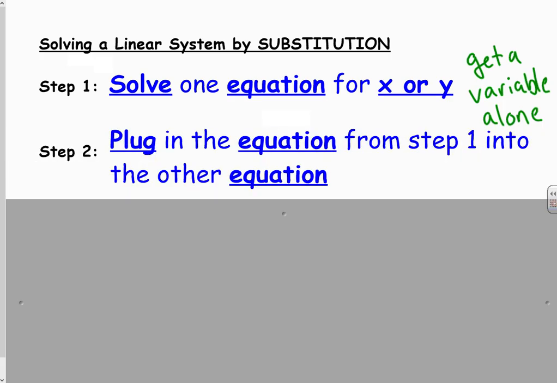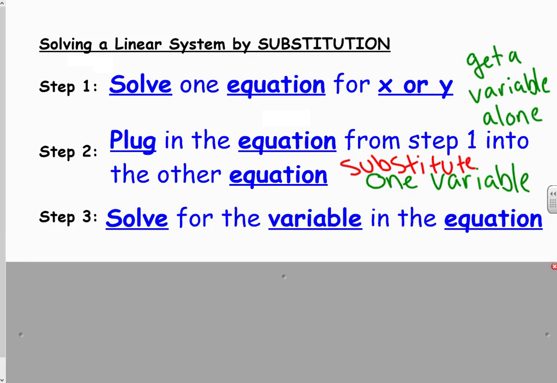Then you're going to plug in the equation from step 1 into the other equation. And this is where you should end up with one variable. So all these equations are going to be x's and y's, but when you substitute, you should only have one variable. And again, this step is what we would call substitution. This is when you substitute in one value for the other.